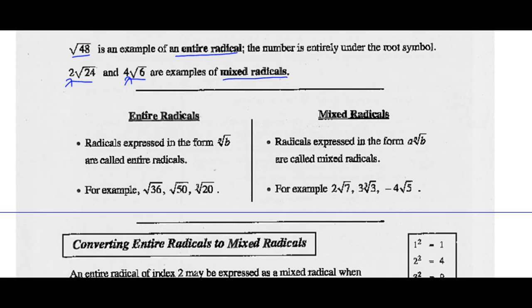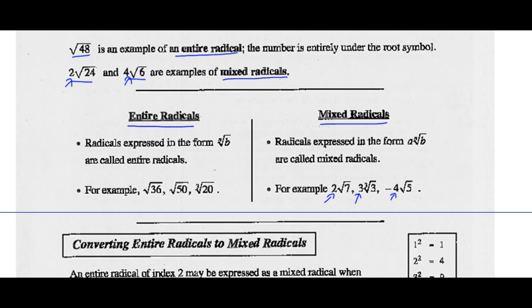So by definition, an entire radical is a radical expressed in the form the nth root of b, where there is a number multiplied to the radical, but that number is always 1. And it's usually not written in front. All right. Mixed radicals are expressed in the form a times the nth root of b. They've got a numerical value multiplied to the radical, like 2 radical 7, 3 cube root 3, and negative 4 square root 5. All right, so now we know what an entire radical is. We know what a mixed radical is.